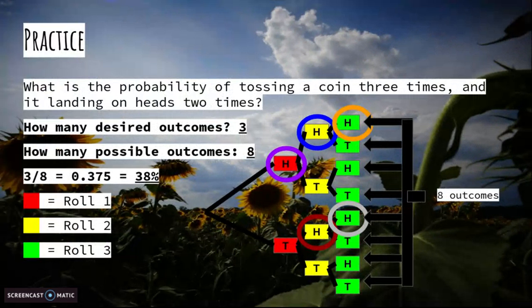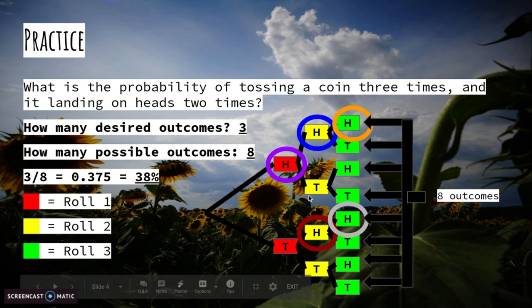So let's see, what's the probability of flipping a coin 3 times and landing on heads 2 times? This might seem complicated, but when you think about it, it's really not. Let's look at this thing with a bunch of H's and T's. So let's say at this point is where you first flip the coin. What's in red is roll 1, what's in yellow is roll 2, and what's in green is roll 3.